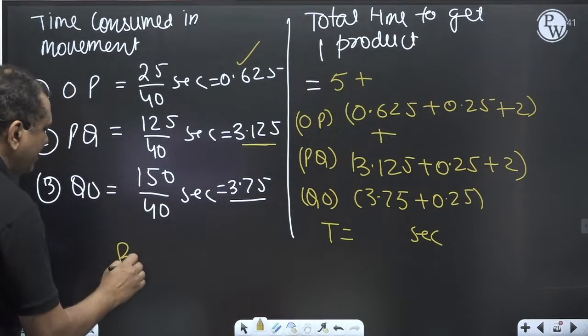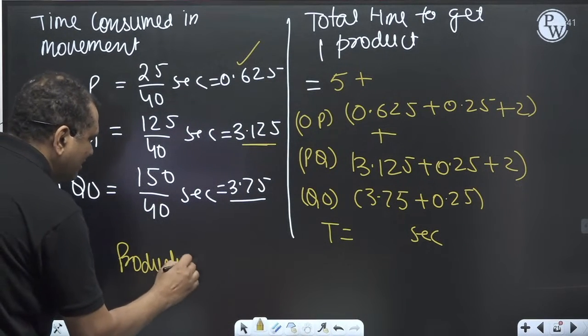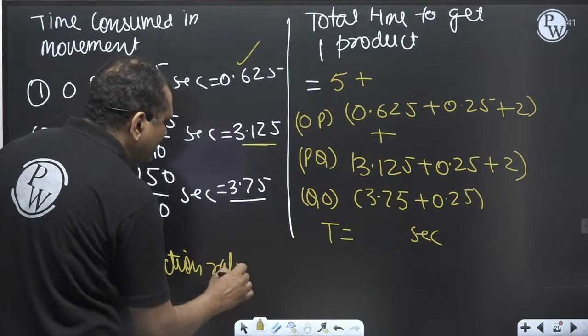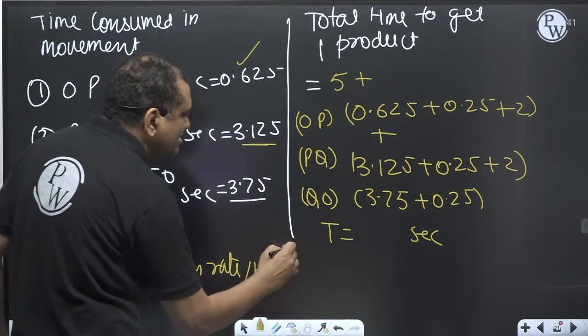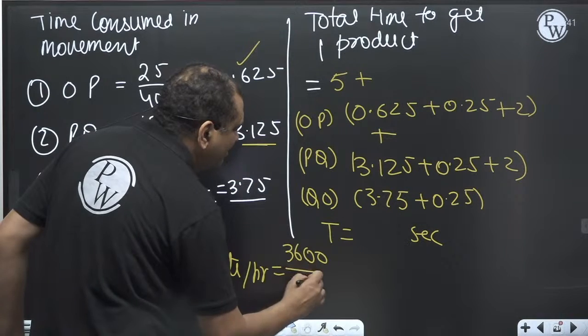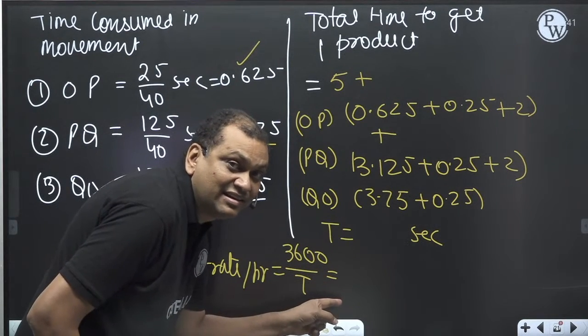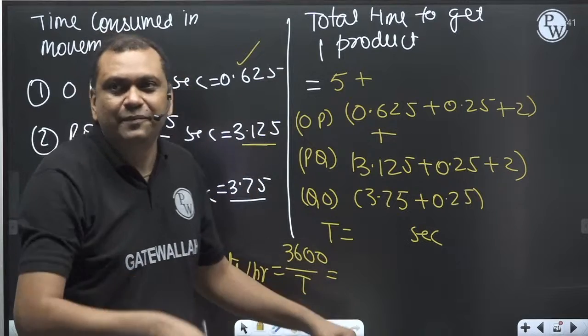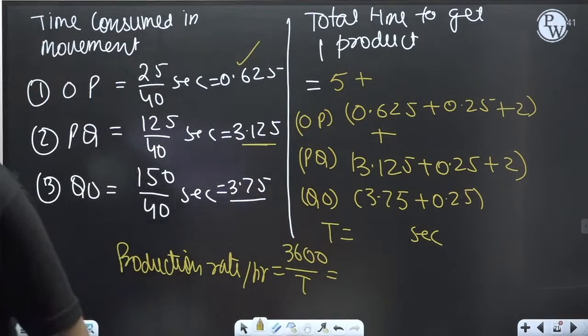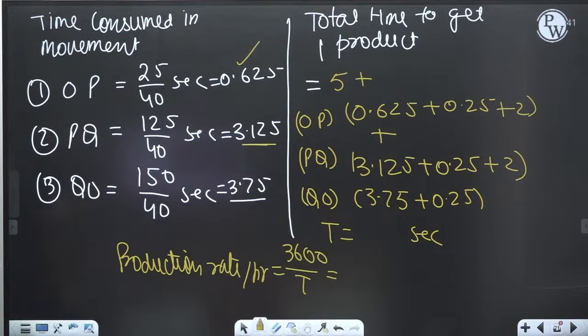So production rate per hour is nothing but 3600 divided by T. I need this answer in the chat box. Do it. Please do it.